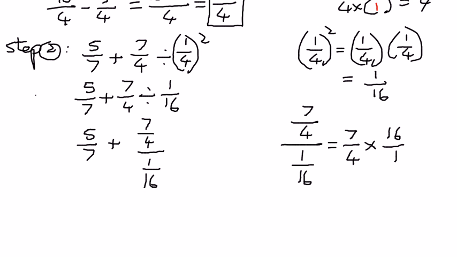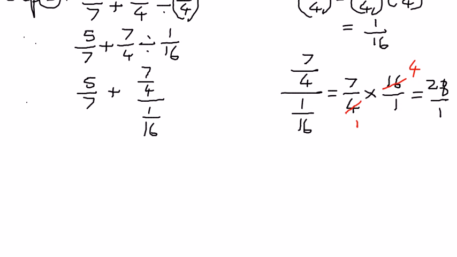And therefore when we simplify this, it is going to come out as follows. 16 is a multiple of 4, so therefore 4 times 1 is 4, 4 times 4 is 16. So when we simplify this, we're going to write this one as 7 times 4, which is 28, and then 1 times 1 is equal to 1. So therefore we can come back here and then write this as follows: 5 over 7 plus 28 over 1.